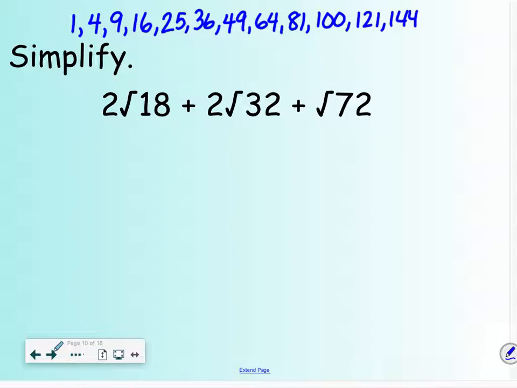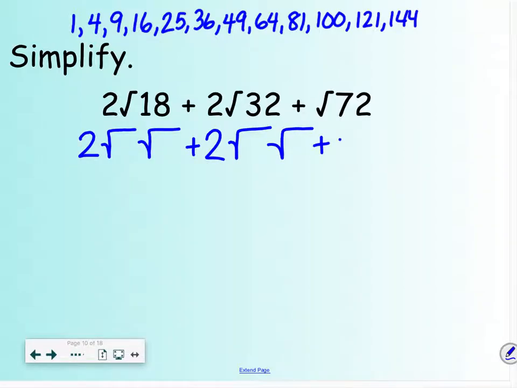So this is kind of putting together all of it, simplifying the radicals, and then combining the like terms. So I am going to simplify all of these square roots. I'm doing this all at the same time, so it takes less space. The square root of 18 would be 9 times 2. Biggest perfect square factor, 9. 32 is 16 times 2, and 72 is 36 times 2.